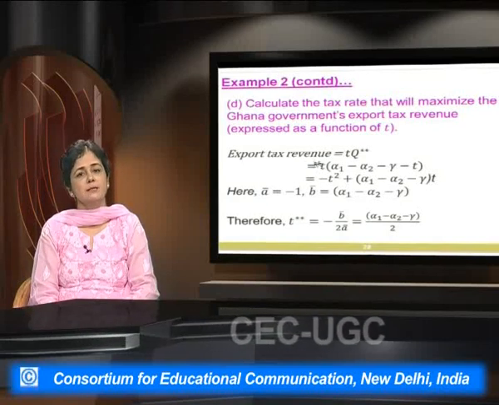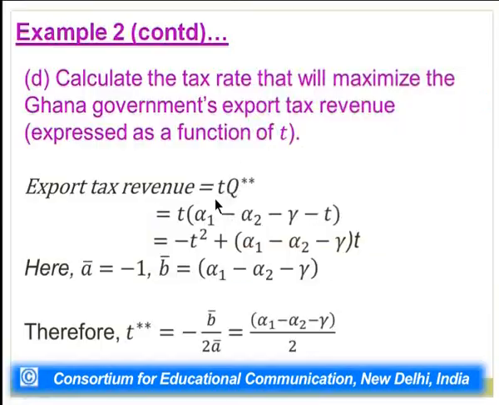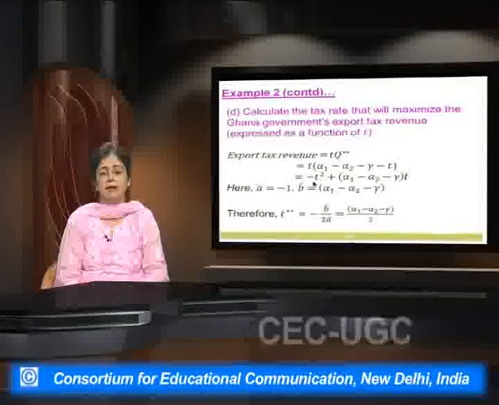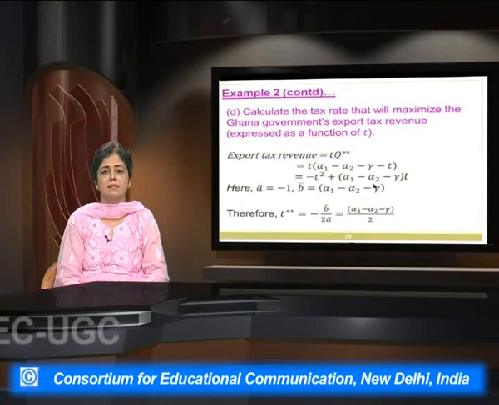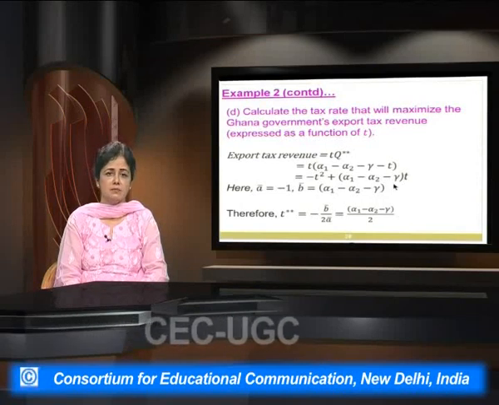The expression for the export tax revenue is going to be T, which is the export tax per ton, multiplied by the new shipment, which is the new quantity shipped post the introduction of the export tax, which is what we just found out, Q double star. That gives us the export tax revenue T times (alpha 1 minus alpha 2 minus gamma minus T), and when you simplify that gives us minus T square plus, collecting the T terms, (alpha 1 minus alpha 2 minus gamma) times T.